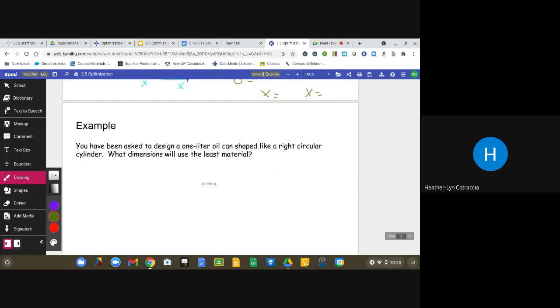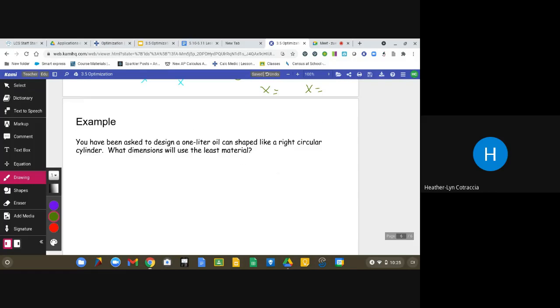Okay, and then the last one. So the last one we have is a 1 liter can shaped like a right circular cylinder. Now, 1 liter is equal to 1,000 milliliters. To deal with volume here. So what dimensions use the least material?